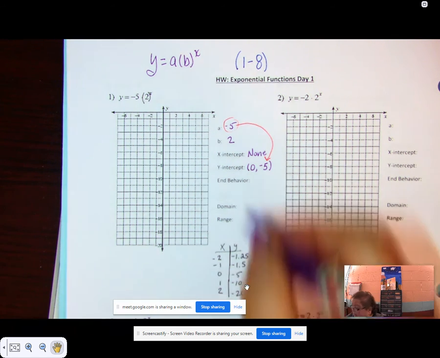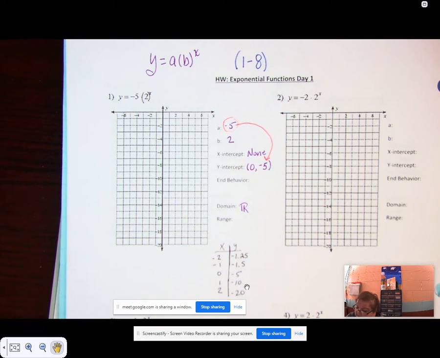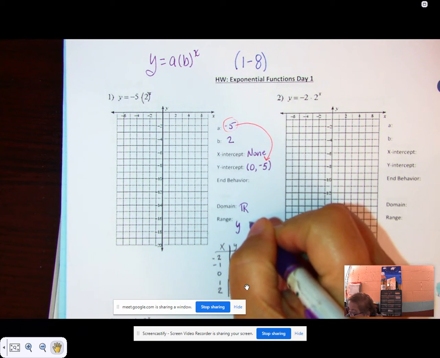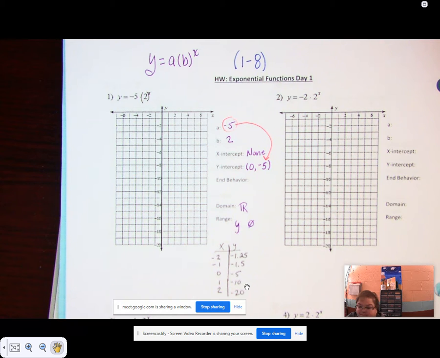Now, the ending behavior I'm going to need to see. But the domain I know is all real numbers. It's exponential. It has arrows on both ends. Because it's exponential, I know that that's going to be my domain. I also know that my range is going to be compared to 0, because exponential functions always go right up against that x-axis without ever touching it.